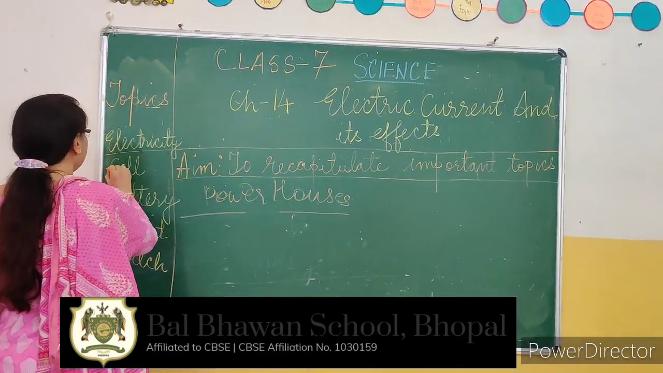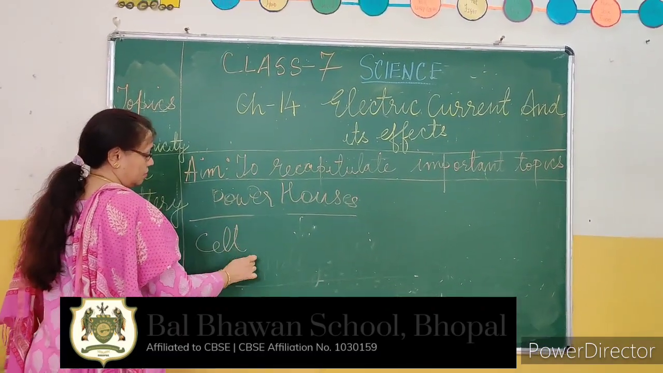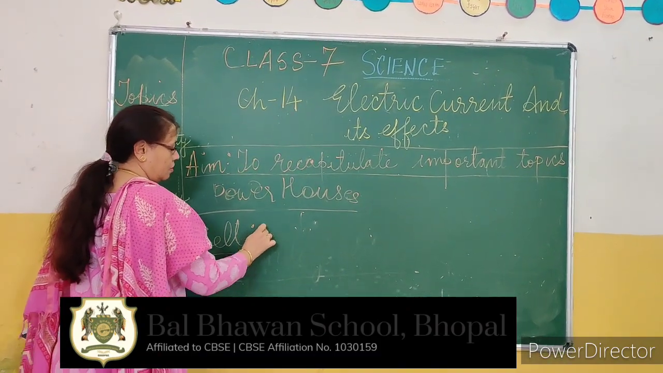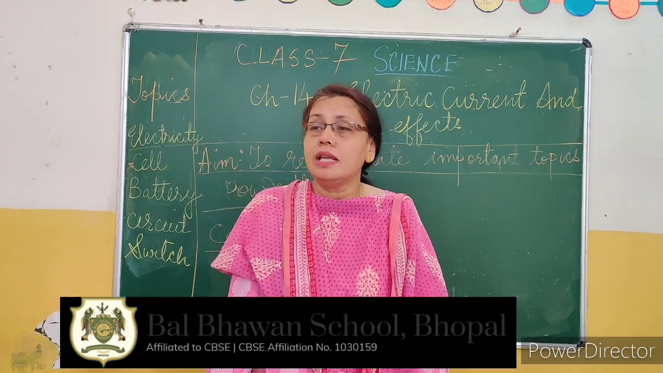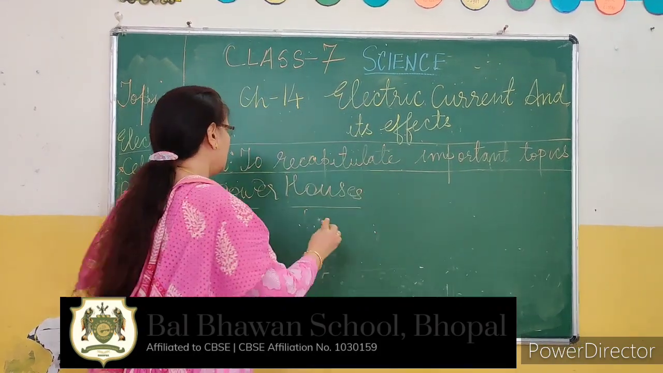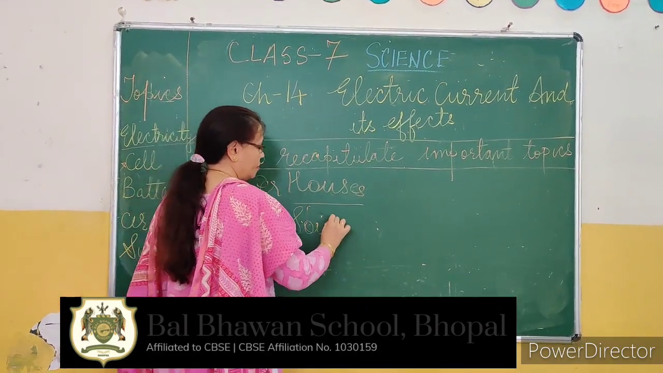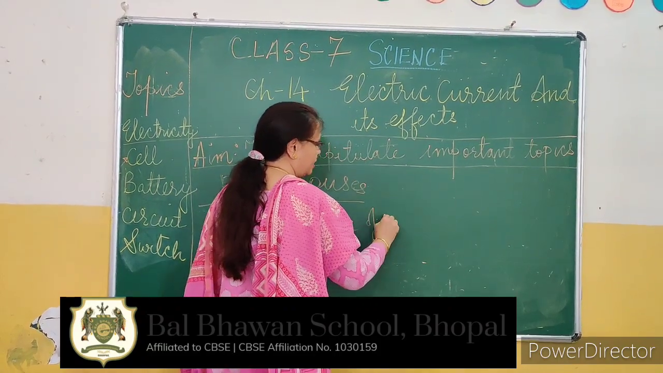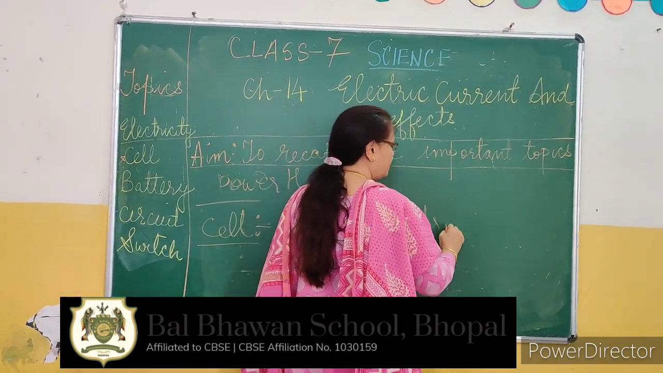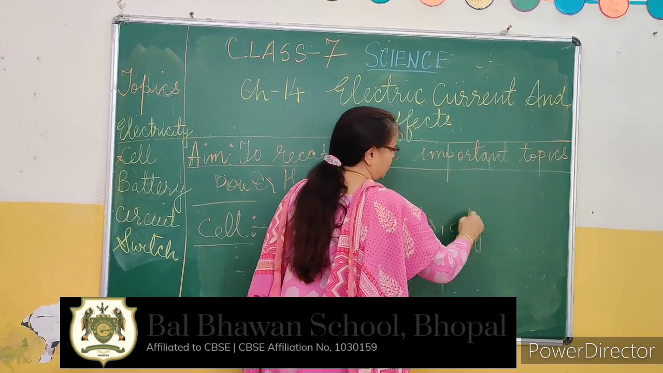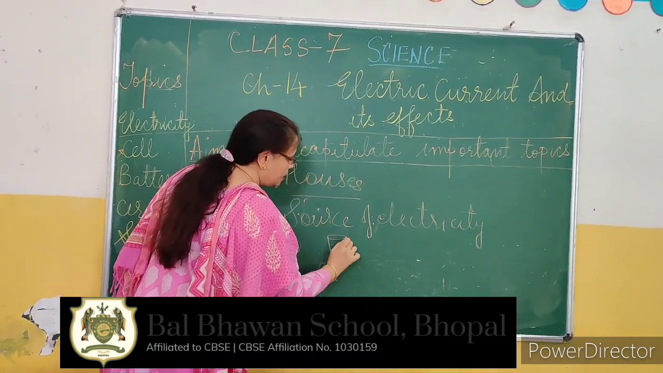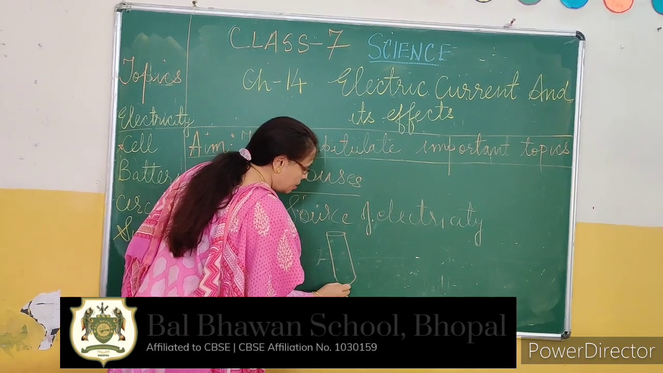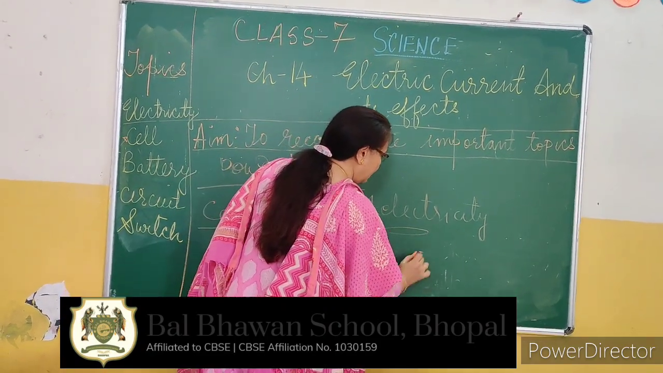Okay, now coming to the next topic, cell. What is a cell? Yes, okay, yes. Define what is a cell. A cell is a source of electricity. You all have seen a cell? Some of them look like this. Some of them are pencil cells, very thin. Some of them are big.